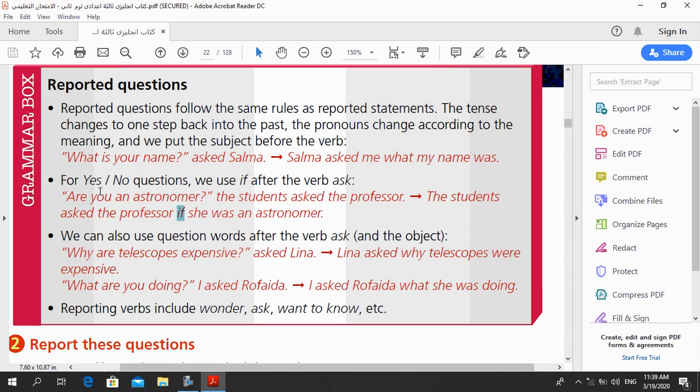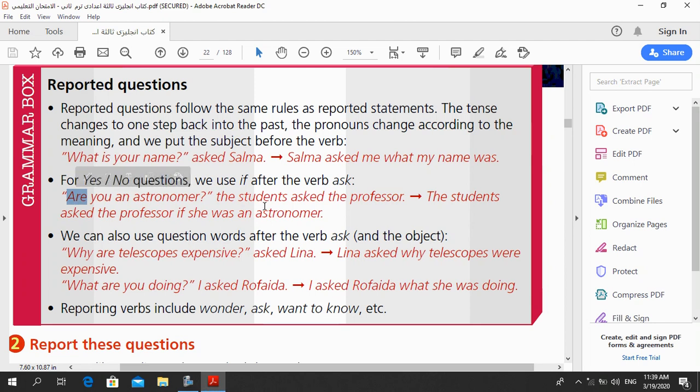And then the pronoun will change. Like here, you became my, because he was asking me. So, "Are you..." The student asked the professor. She's a she, she's a female. So you is converted into she. And the subject is put before the verb. Here, the verb is before the subject because this is a question.